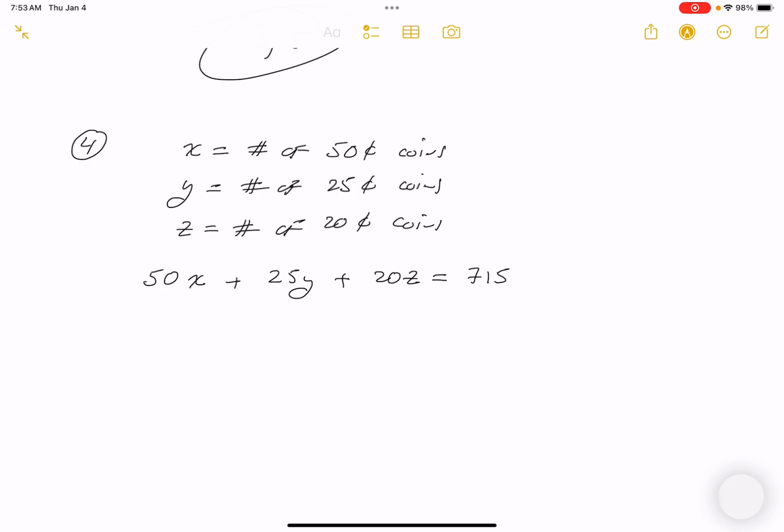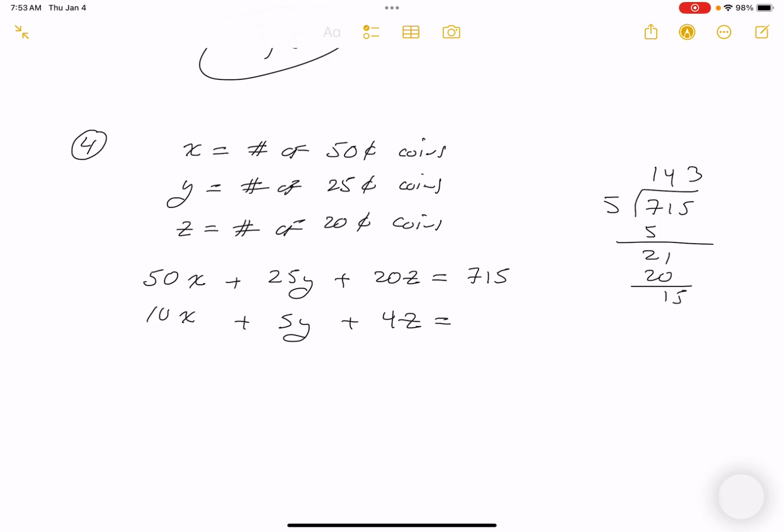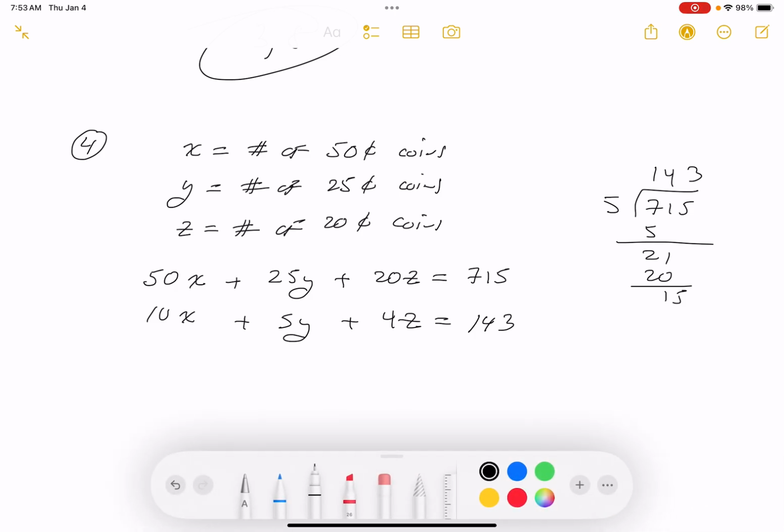Let me put this over here. So you have 10x, 5y, 4z, and 5 into 715 now. Once 5, 21, 4, 15, 3. So 143. Okay, let me get my eraser out. I'm going to try to erase some of the distractions here.